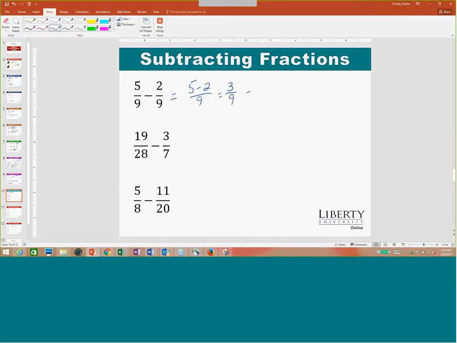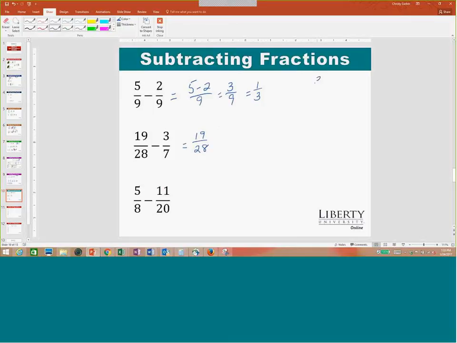But 3/9 I can simplify because 3 is a factor of both 3 and 9. So the final answer would be 1/3. Let's do a couple more of finding common denominators. 19/28, and I'm going to subtract 3/7. Okay. Well, I know 7 is a factor of 28, so I don't need to change this first fraction.